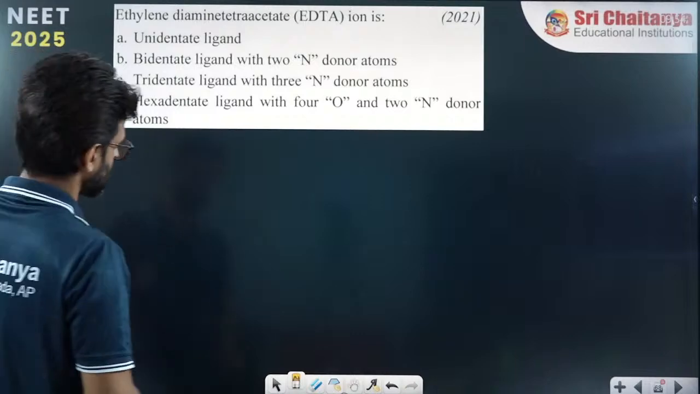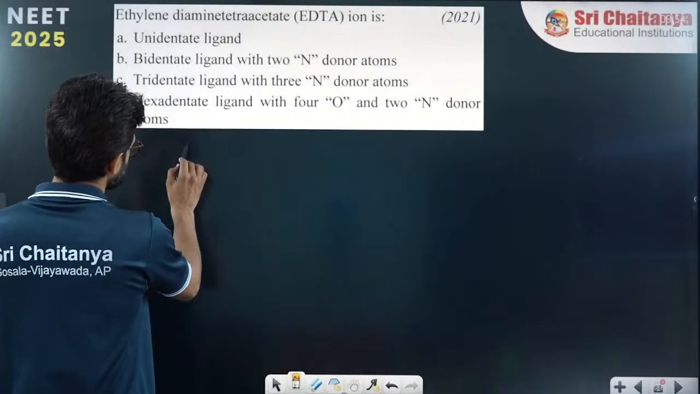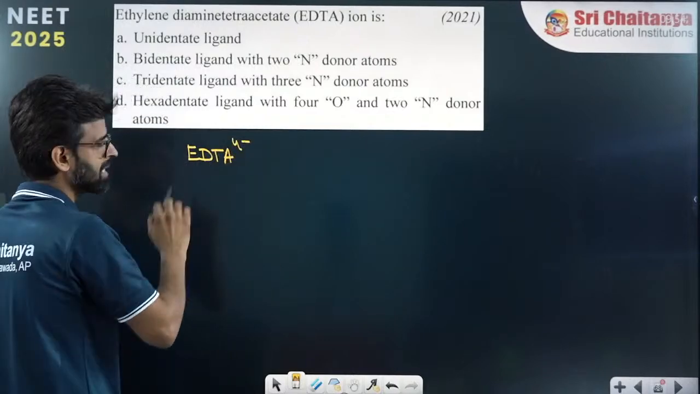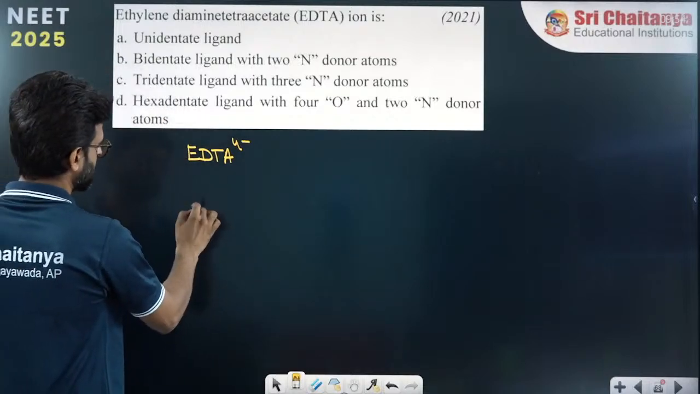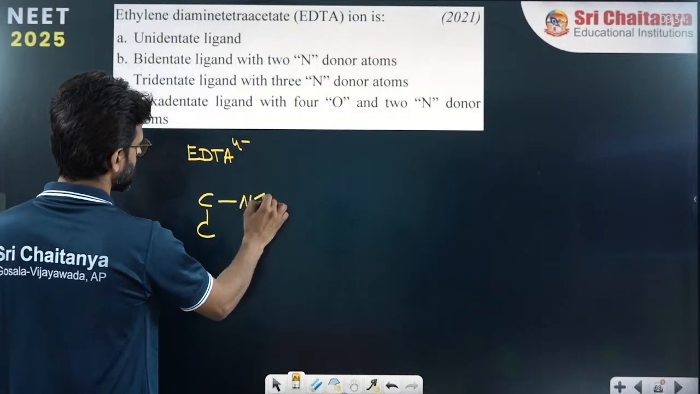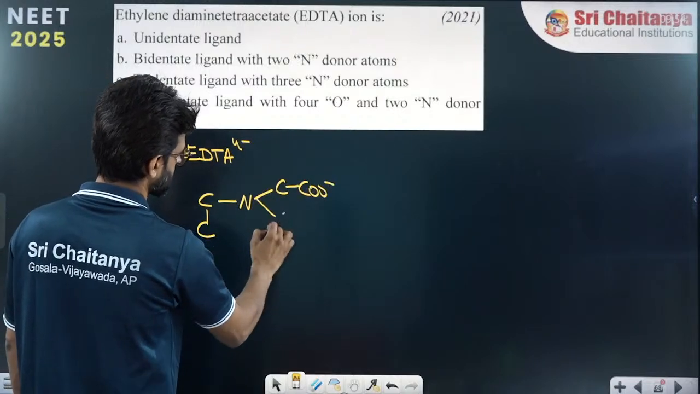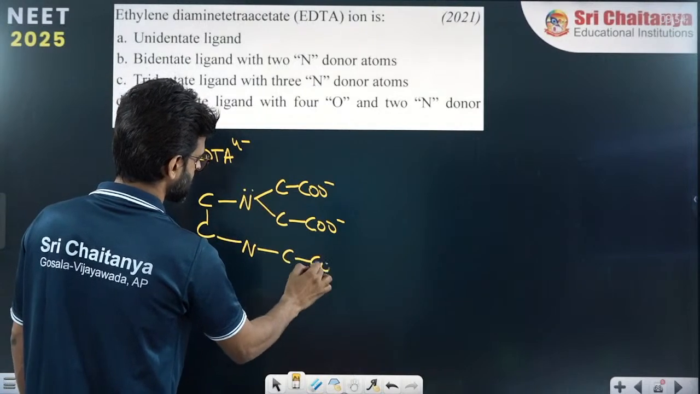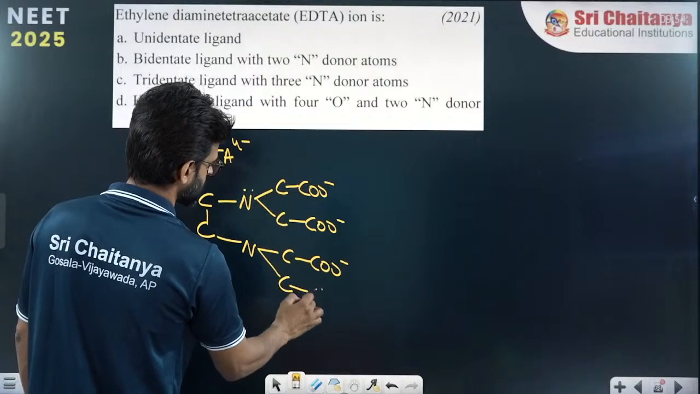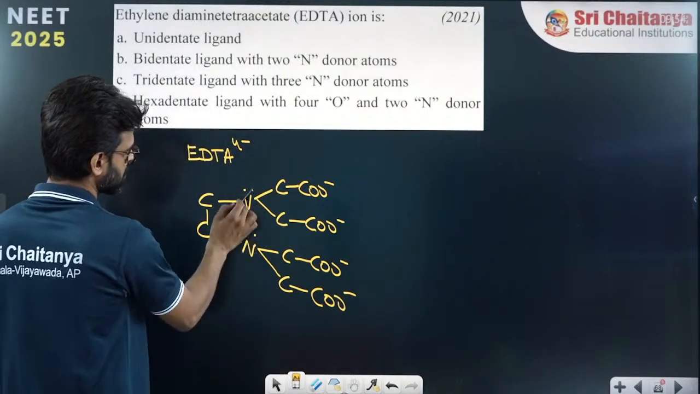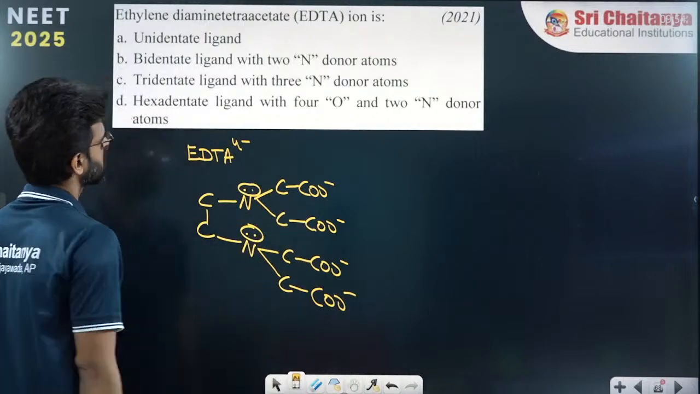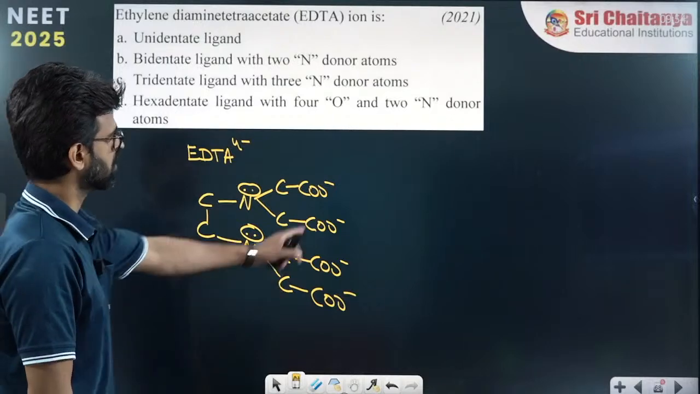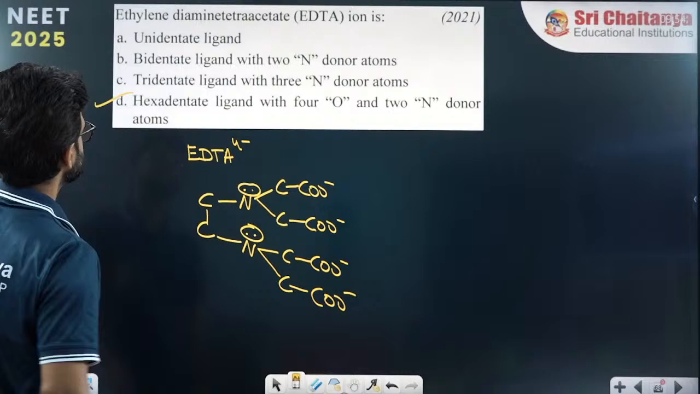Ethylenediaminetetraacetate, EDTA. Okay, EDTA if we talk about, EDTA is mainly 4 negative, tetraacetate. There is EDTA 3 negative, triacetate, right? If you look at this one, it is like this one, tetraacetate. So it is a hexadentate ligand which donates 6 electron pairs, 2 from nitrogen and 4 from oxygen. So it's a hexadentate ligand with 4 O donors and 2 nitrogen donors, right? Easy to answer, very important.